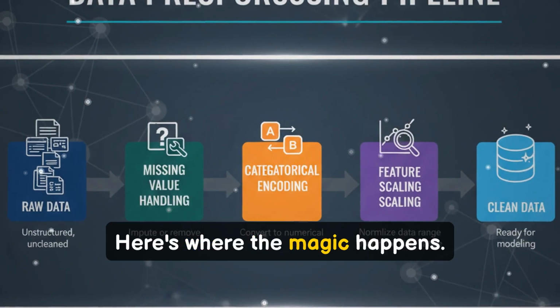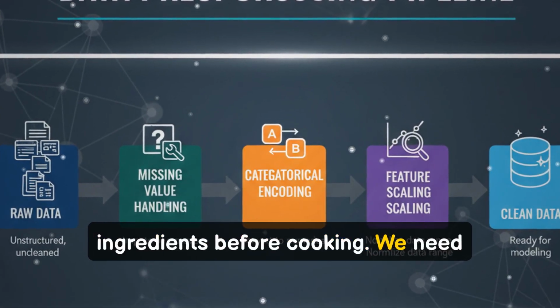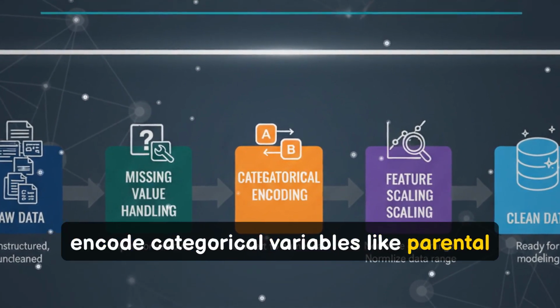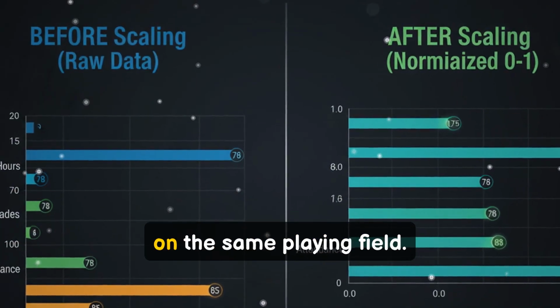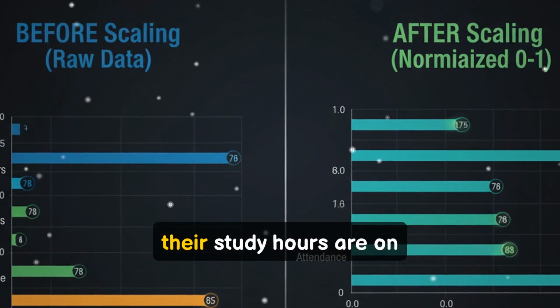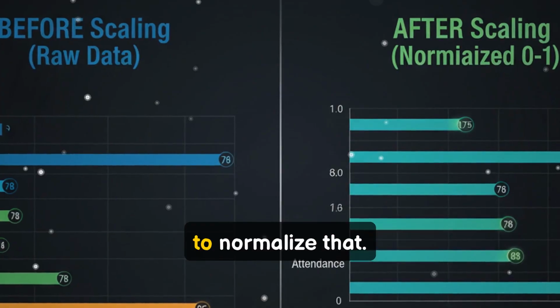Here's where the magic happens. Data preprocessing is like preparing ingredients before cooking. We need to handle any missing values, encode categorical variables like parental education into numbers, and scale our features so they're all on the same playing field. A student's attendance percentage and their study hours are on different scales, and we need to normalize that.